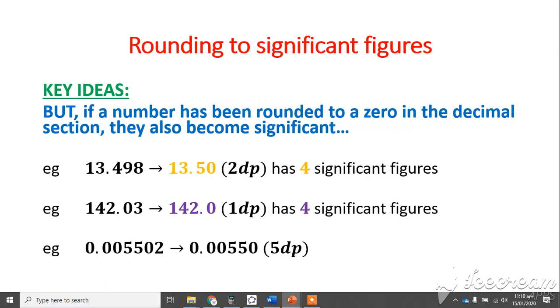And if I took 0.005502 and chose to round it to 0.00550 to 5 decimal places, the 0 at the end is significant, but the zeros at the beginning are not. So this number has 3 significant figures.